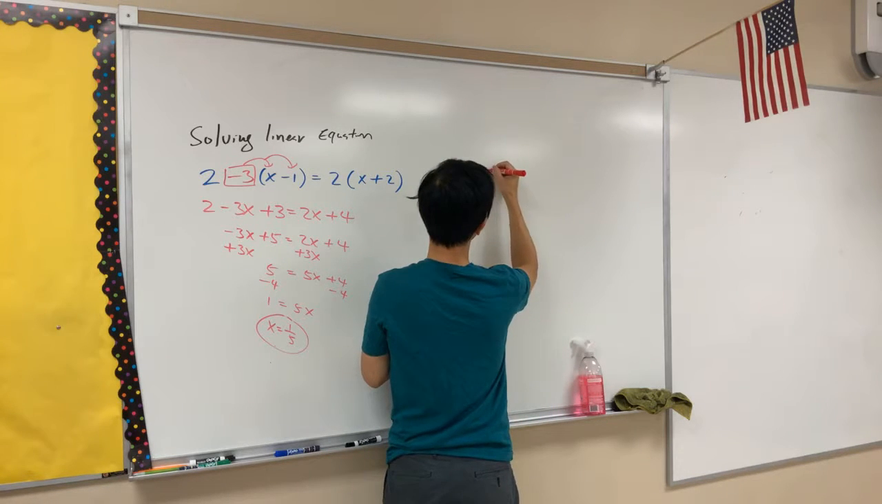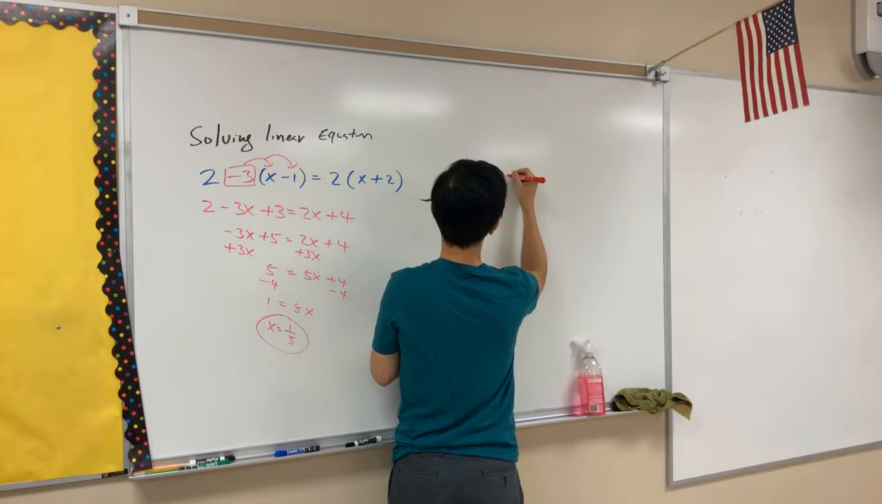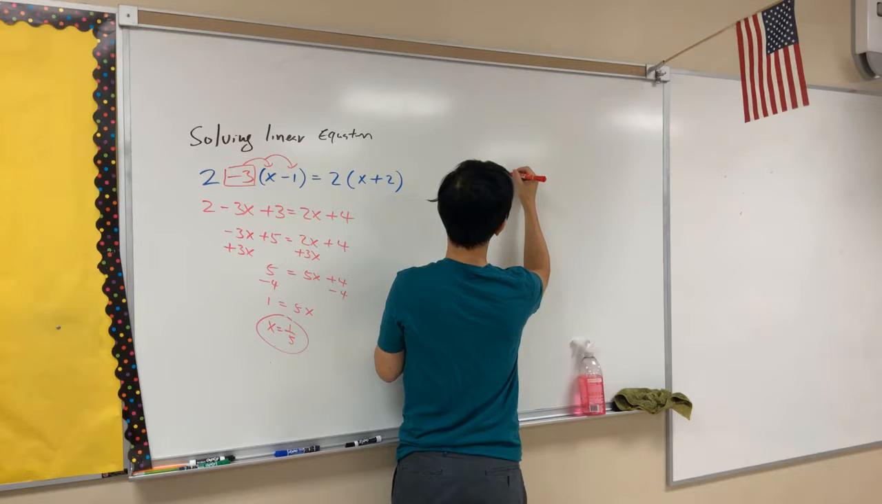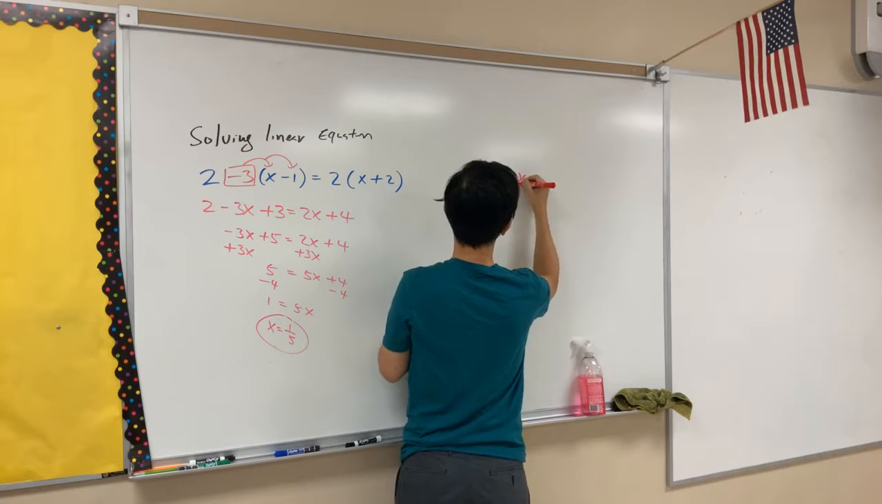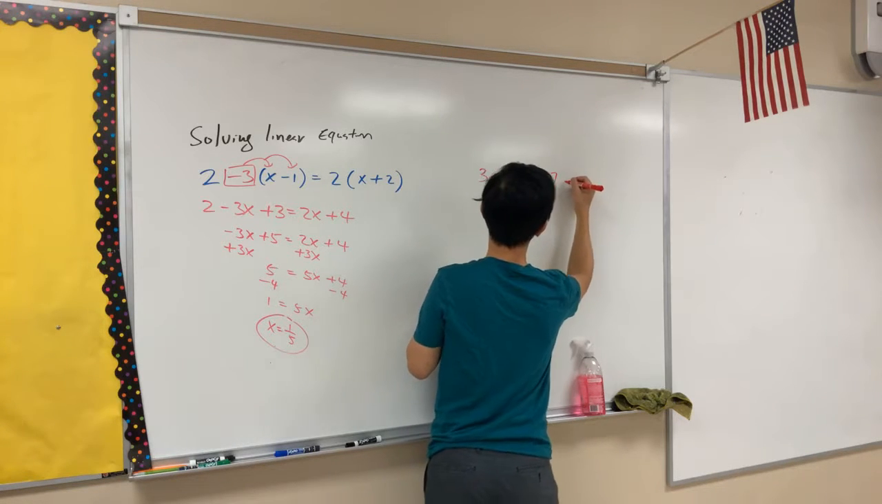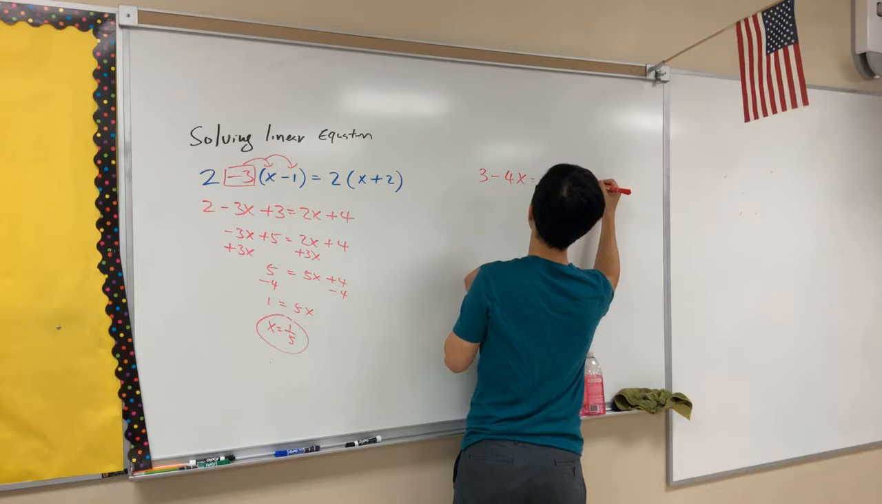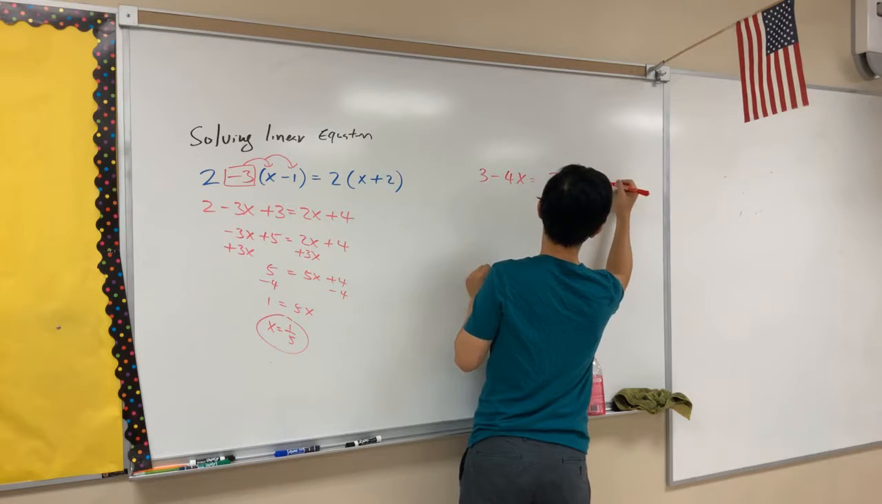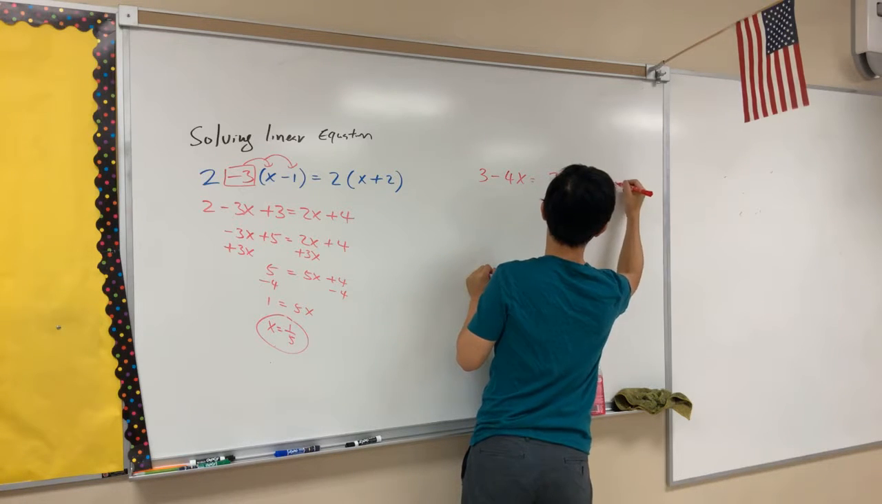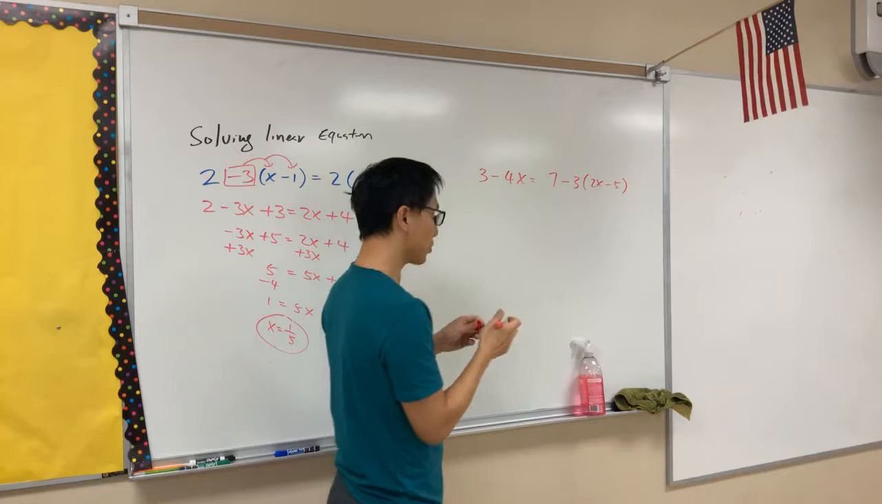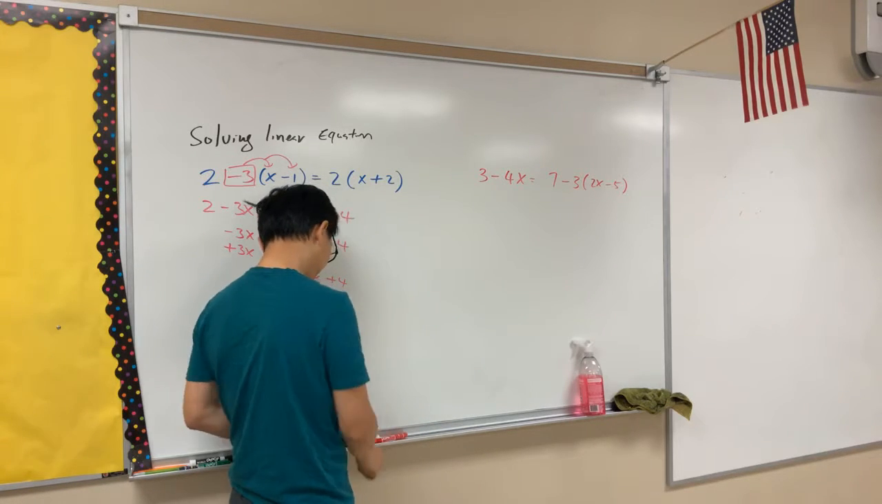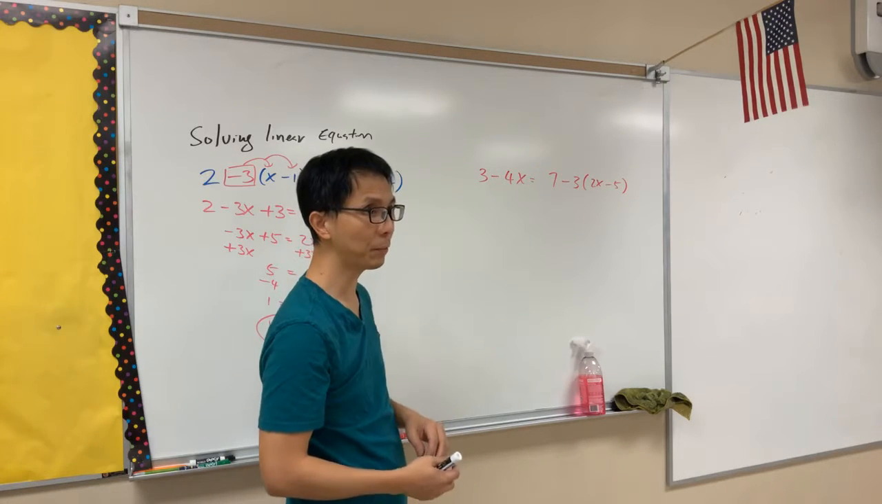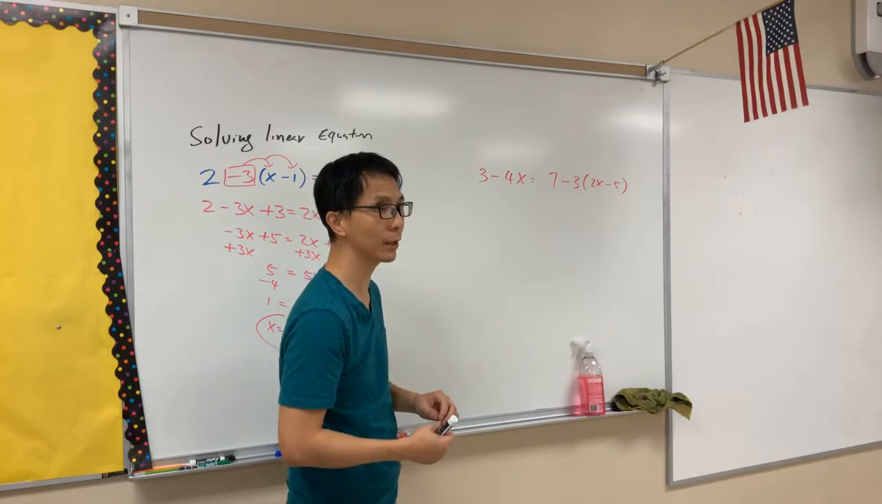Okay, so I'll give you another question. Let's say I have 3 minus 4x is equal to 7 minus 3 times x minus, I'm going to do 2x minus 5, something like that. I want you to solve this properly. Only 3 people got it right last time, so hopefully this time is better.